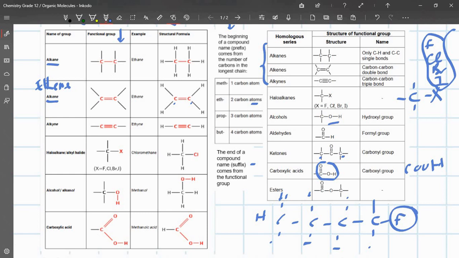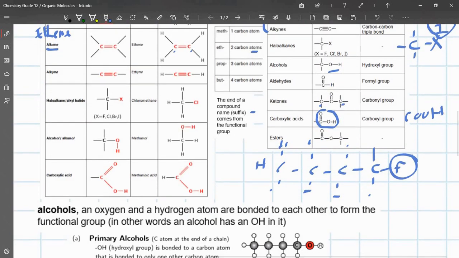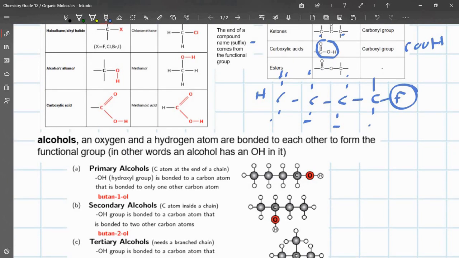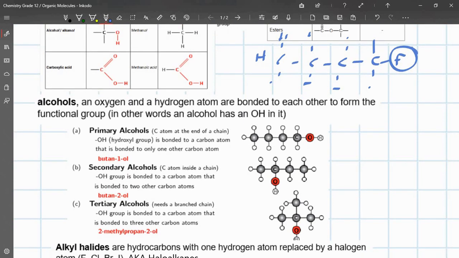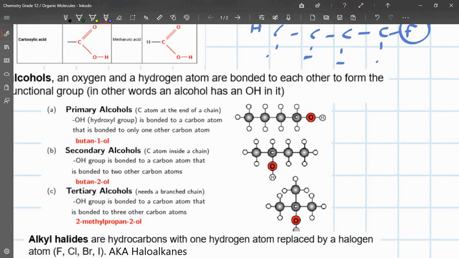What I'll do now is I'll just go through each of these homologous series, and then maybe it'll help you understand it more. But the only thing you can do now is actually memorize these tables and understand it, right? So let's go through some of these. So what is an alcohol? An alcohol is an oxygen and a hydrogen that are bonded together to form a functional group. In other words, it has an OH in it. So sometimes you may see numbers within some of these groups. This explains it. So an alcohol has a C at the end of the chain. The OH is a hydroxyl group, so another name is hydroxyl, right?